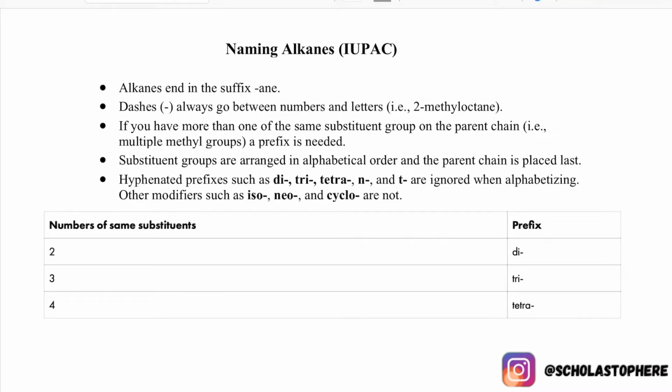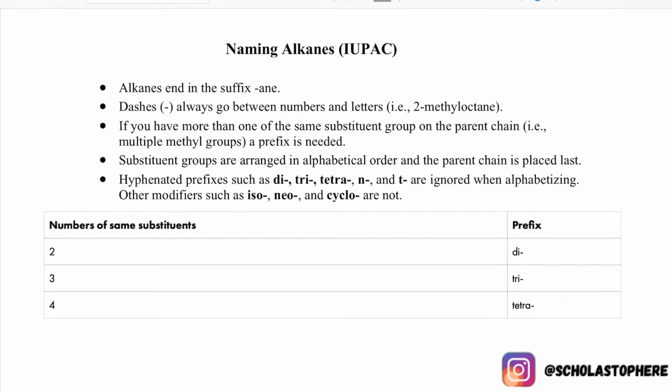So, for example, for a molecule that has multiple substituent groups, you have to alphabetize them. However, in some cases where there's just one substituent group, alphabetizing is not needed. The substituent group would just be placed in front of the parent chain. And hyphenated prefixes such as di, tri, tetra, n, and t are ignored when alphabetizing, but other modifiers such as iso, neo, and cyclo are not.